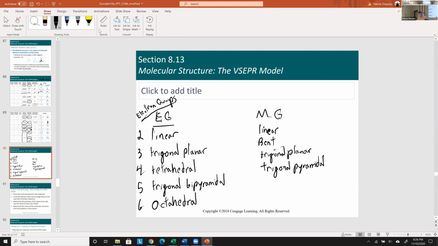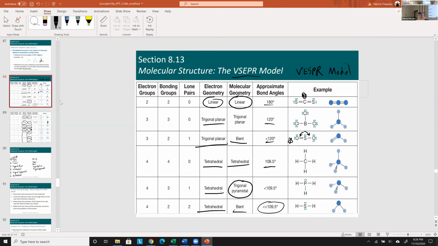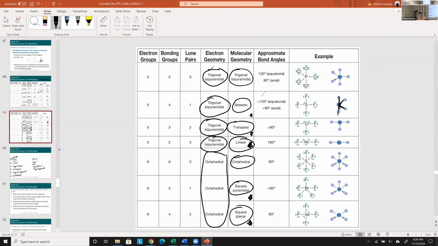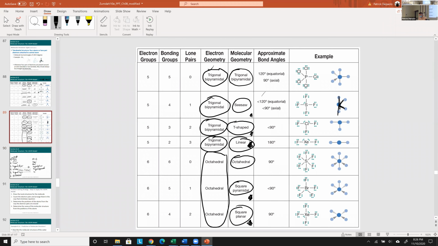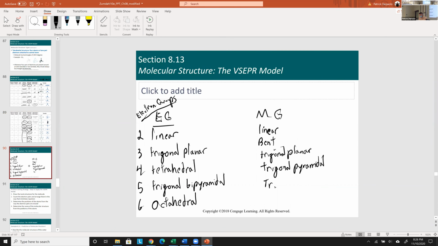So trigonal pyramidal covers all those. Then you have bent, you had that already. See, even I forget without looking at the chart. I'm trying to put them in importance order. Then you have trigonal bipyramidal, which is 5. Then you're going to have octahedral.